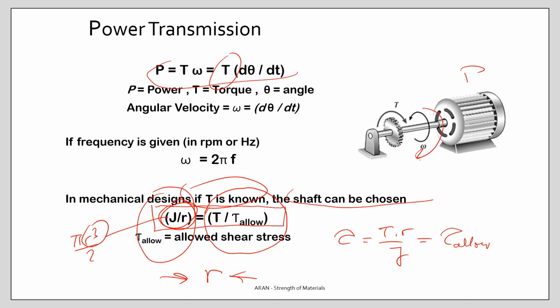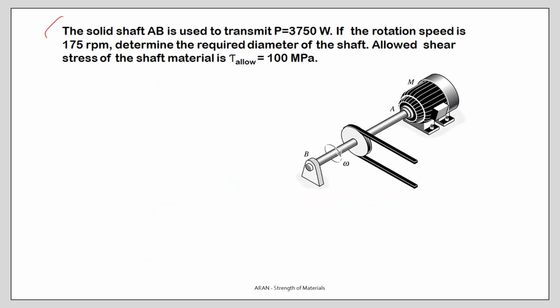An example: a solid shaft is used to transmit a power of 3750. Rotation speed is 175 RPM. Determine the required diameter of the shaft. For the shaft material, the allowed shear stress is 100 megapascals.